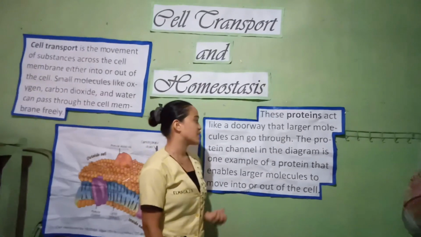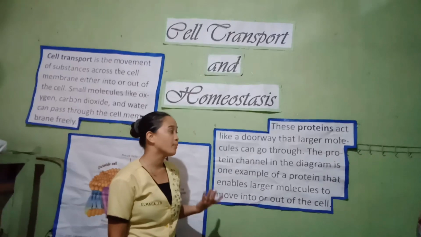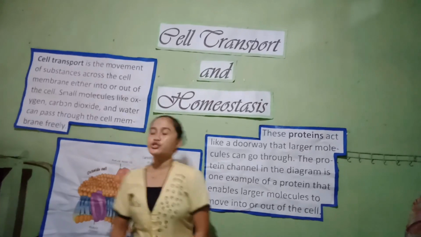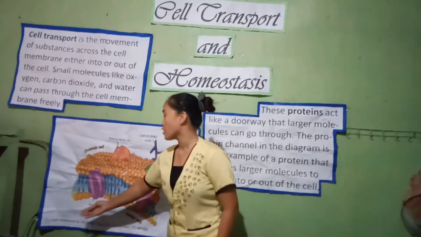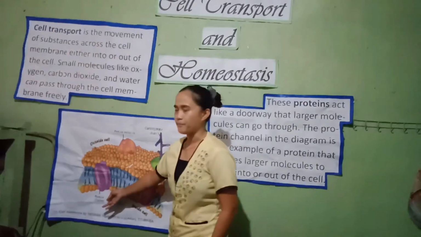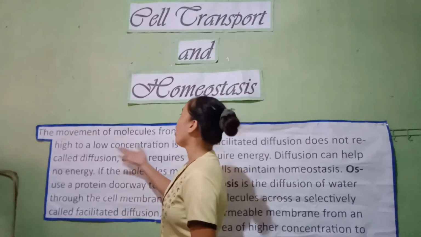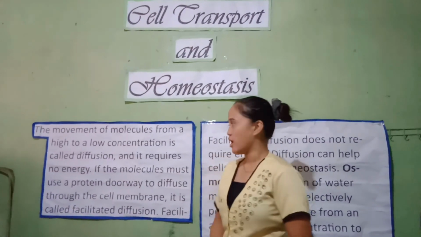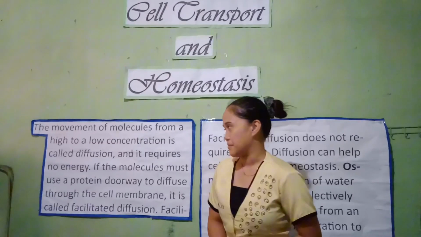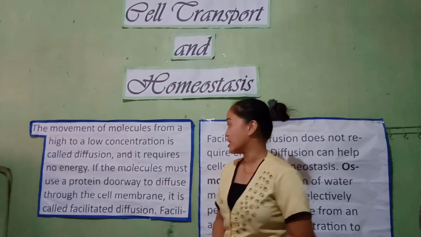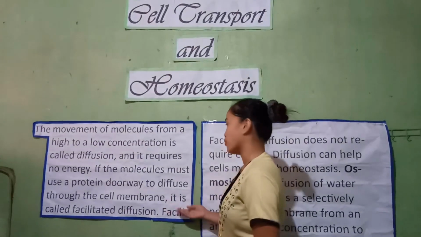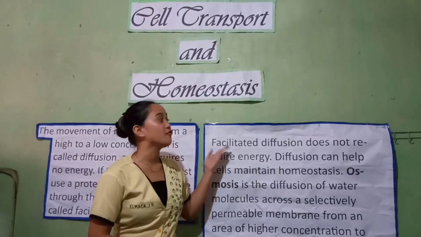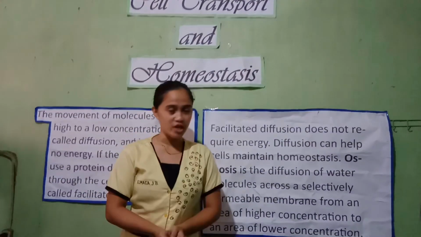The protein channel in the diagram is one example of a protein that enables larger molecules to move into or out of the cell. This diagram shows the protein channel and the cell transport. Now, the movement of molecules from a high to a low concentration is called diffusion, and it requires no energy. If the molecules must use a protein doorway to diffuse through the cell membrane, it is called facilitated diffusion. Facilitated diffusion does not require energy.